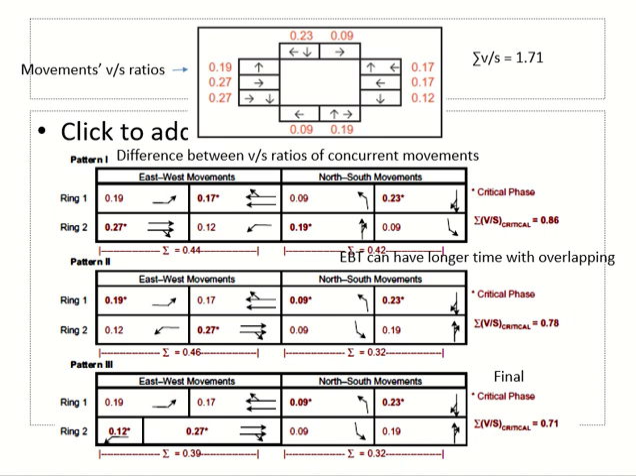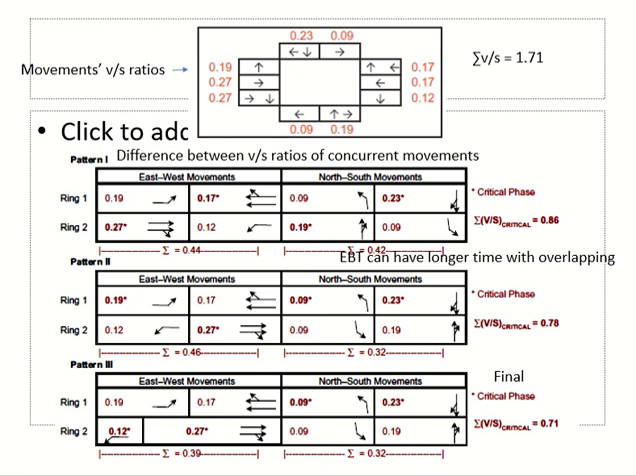Okay, so if I give a separate phase for every movement, my flow rate is more than the total saturation flow rate. So this cannot work. Okay, so now I need to do what? I need to do some overlapping.